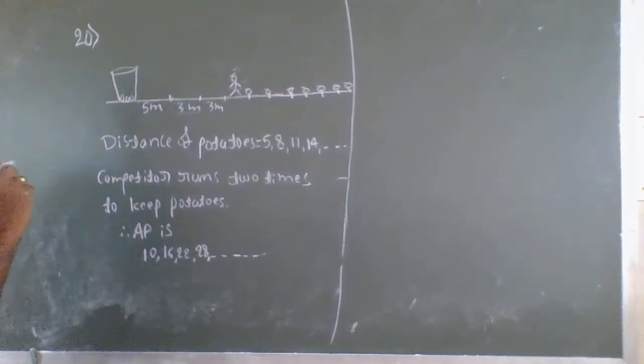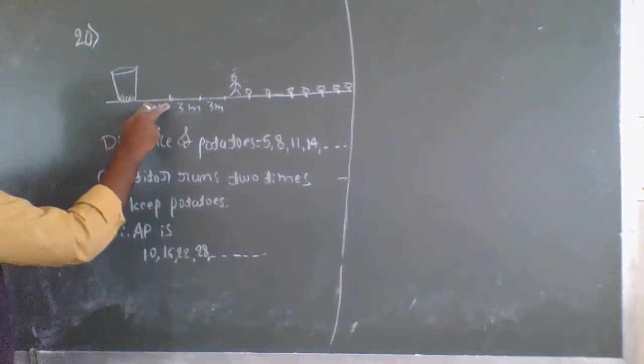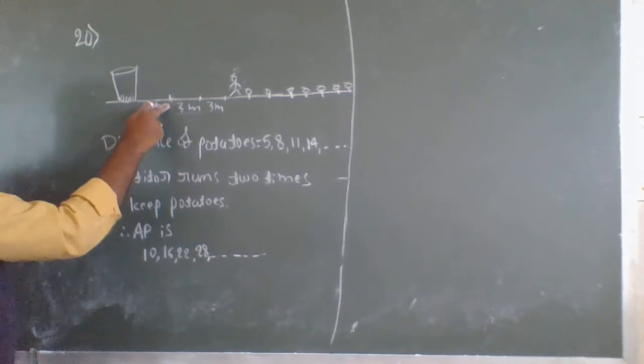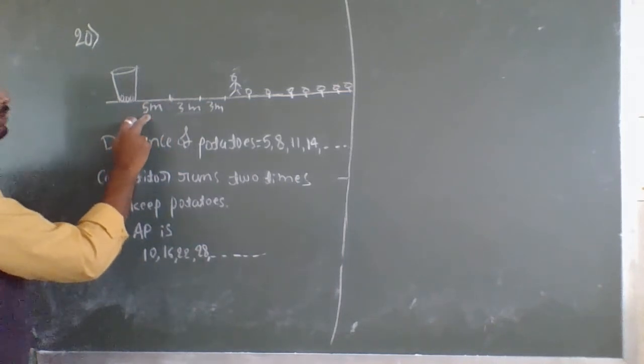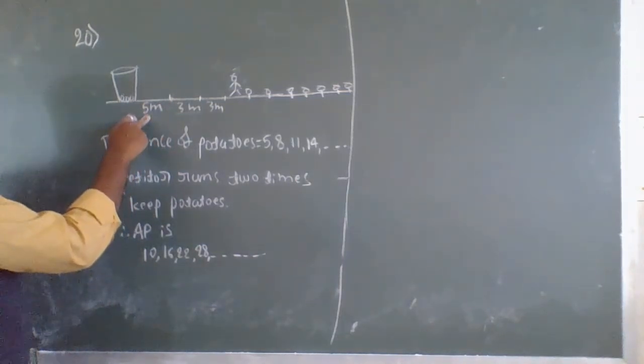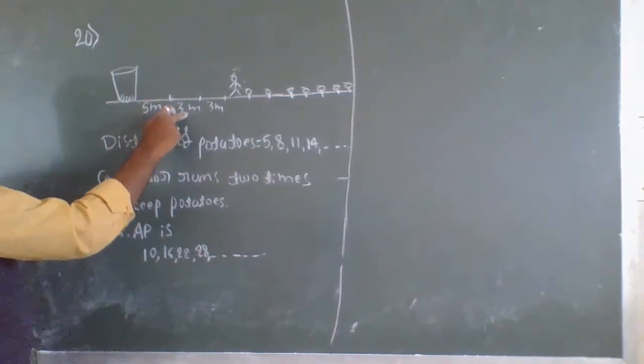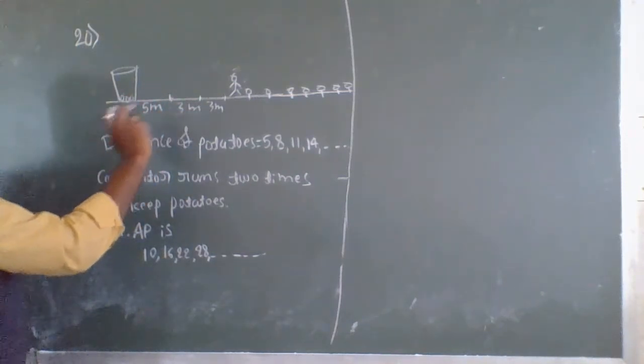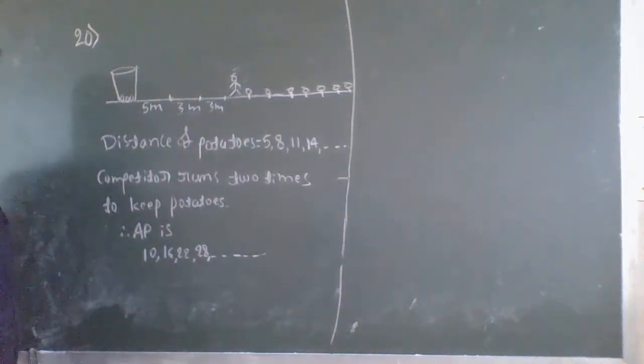What they have given? From the bucket, the first potato is at a distance of 5 meters, and after this potatoes are kept at a distance of 3 meters. Like this there are totally 10 potatoes.